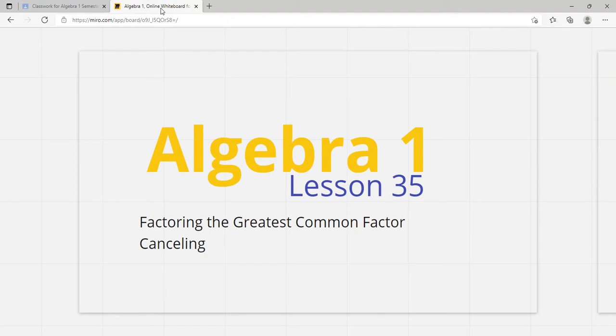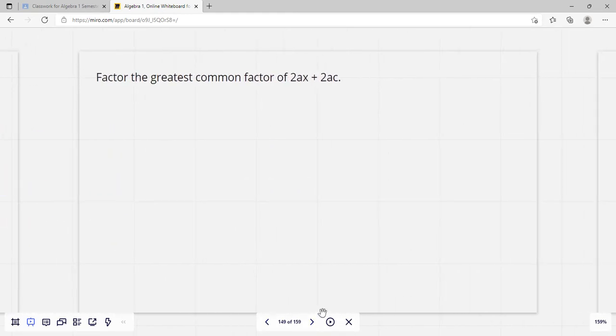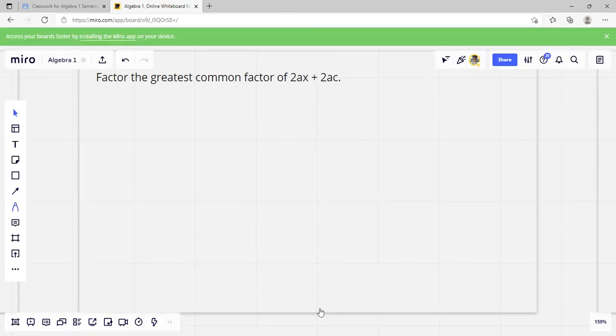Everybody, this is Algebra 1 Lesson 35, and this lesson covers factoring the greatest common factor and canceling. Alright, so this is just like what we did in the last lesson, except we're going to add another step. In this one, we're going to pull out the greatest common factor, and then we're going to write what's left. So if we look at both of these 2's, the greatest common factor there would be 2.